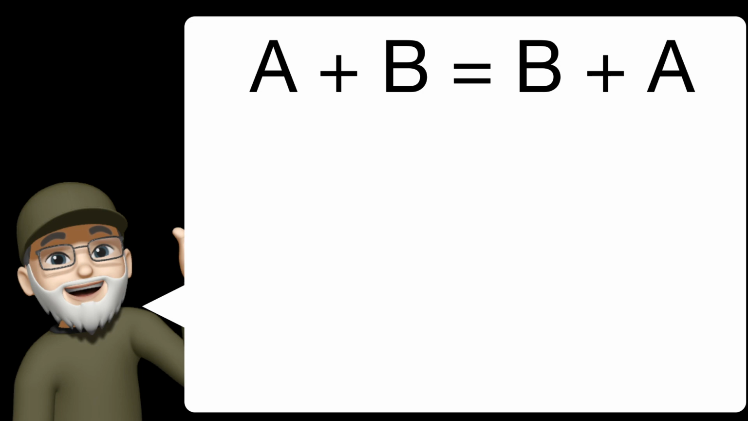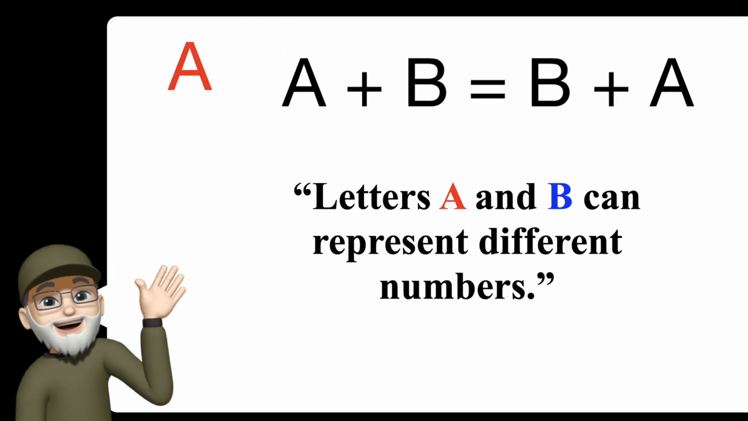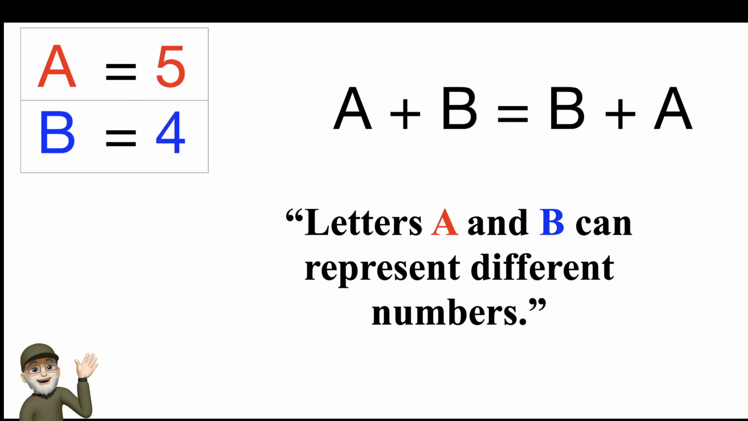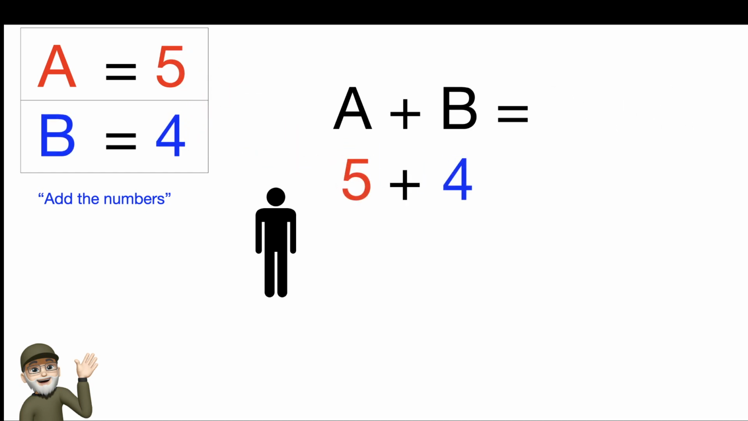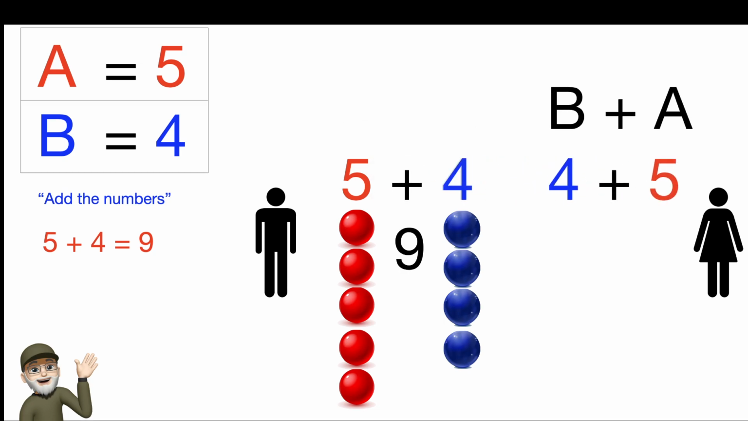What do the letters A and B mean in a commutative property? The letters A and B can represent different numbers. For example, in our example, A equals 5 and B is equal to 4. Let's say if our job is to add the numbers. Some people would prefer to add the 5 first, or in other words, A first plus B. We know that 5 plus 4, when we add it together, is going to be equal to 9. Other people would prefer to add the 4 first, or in other words, B first plus A.